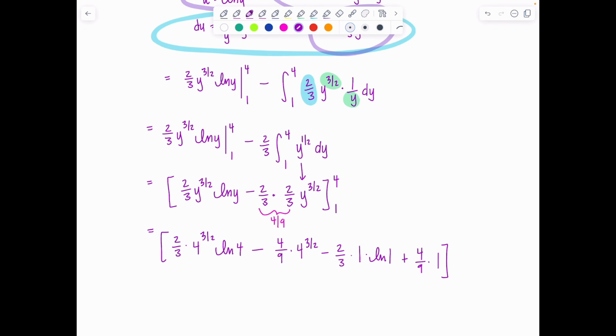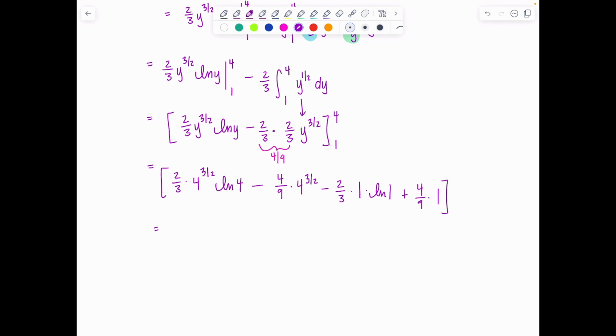Okay, nearly there. So what's this? 2/3, 4 to the 3/2. So we did a 3/2 exponent in the first question. You take the square root of 4, that's 2. Then you raise it to the third. Now it's 8, very good. Times ln of 4 minus 4/9, yep, that's 8 again, minus, now ln of 1 is 0, so this whole term's 0. All of this, goodbye. That's 0, plus 4/9.